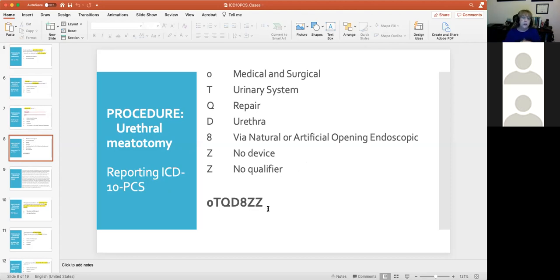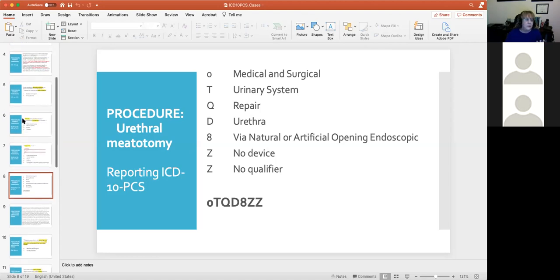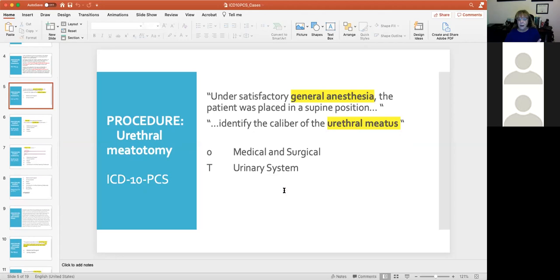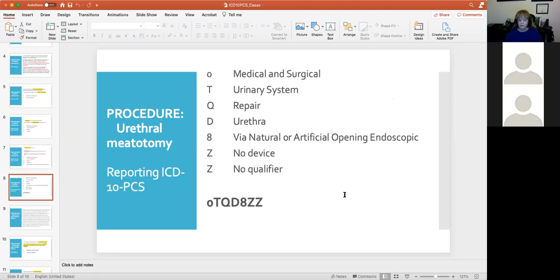The code that you would report for this case study would be 0TQD8ZZ. And just a reminder, you might look at the bougie and say, well, that's a device, but remember in PCS, unless the device stays in the patient after the procedure is over, we don't report the device, okay? And if you want the reminder, you'll see that it was recalibrated, hemostasis was good, everybody was happy, and so there we have it.